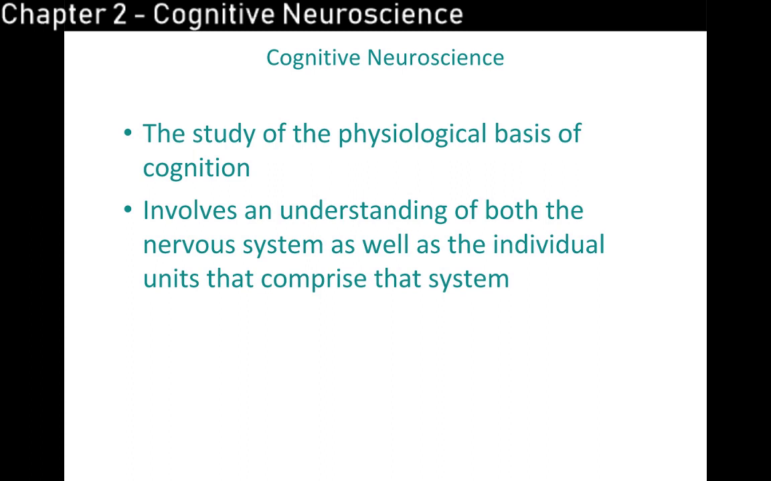Now, basic definition time. Cognitive neuroscience is the study of the physiological basis of cognition. And this focuses not only on the individual components of the nervous system, but also the entire system and how all of these little pieces interact with each other.